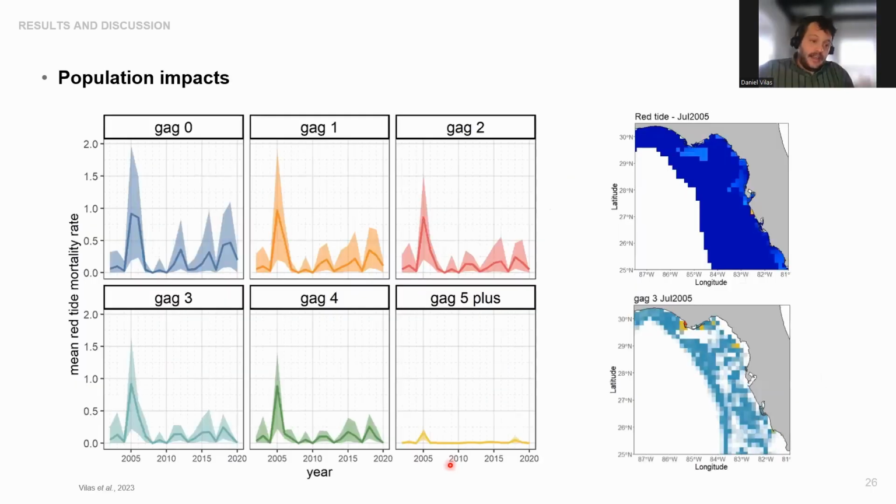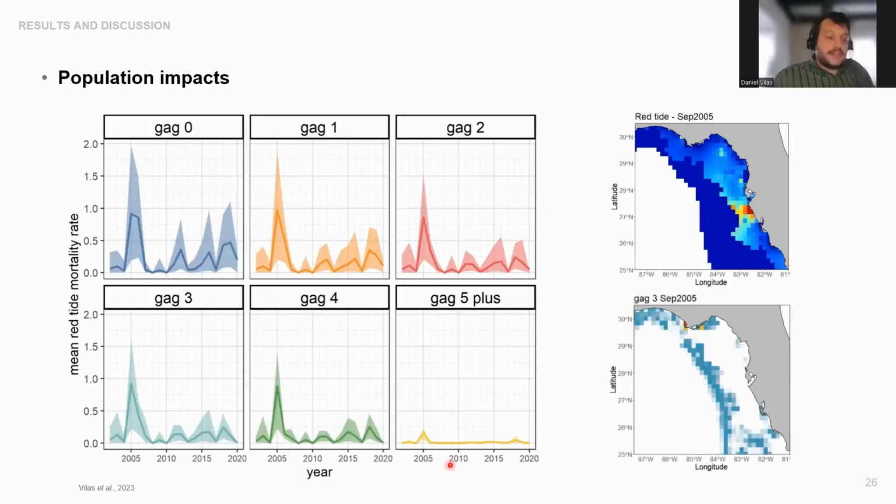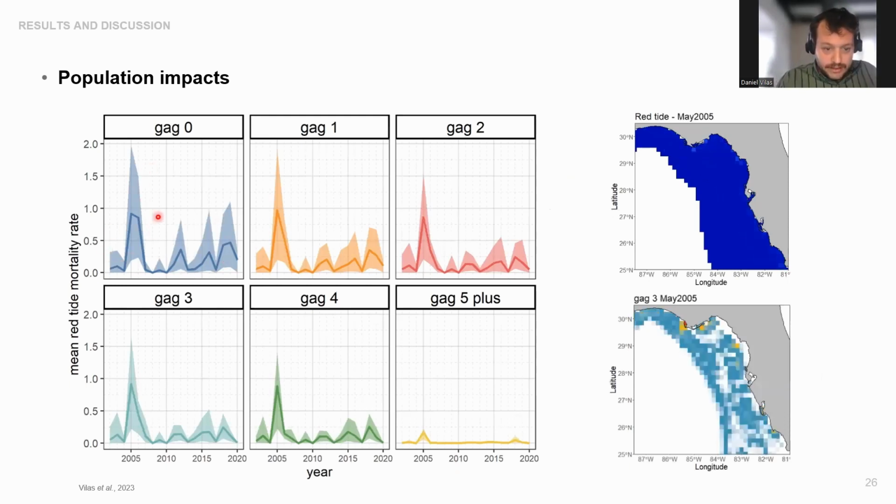And here we have the red tide mortality rate for the gag grouper. We see higher mortality for the younger stanzas, those stanzas of gag grouper included in the food web, even much higher than the older individuals, and that's because of the spatial overlap between the red tide events and the distribution of those stanzas.